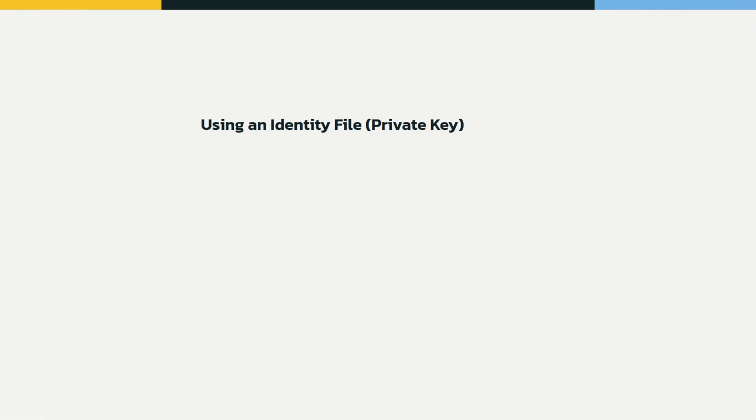And the last example we'll look at is how to copy files using an identity file or private key if you're using passwordless authentication. The command option to specify the identity file is -i.